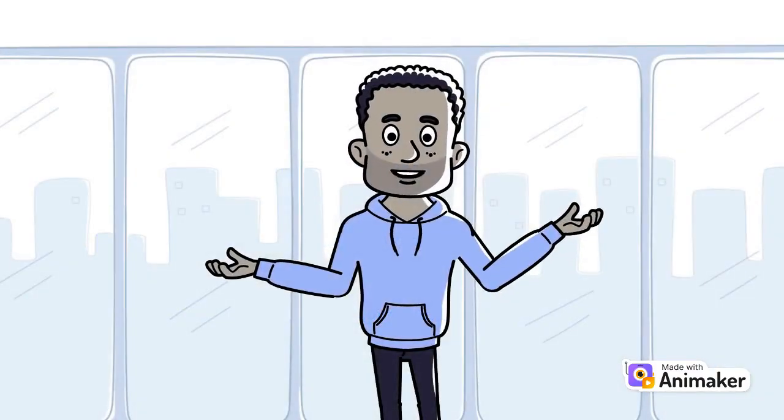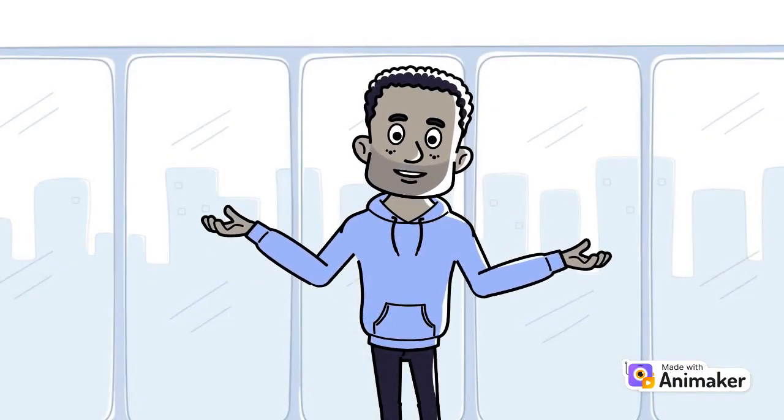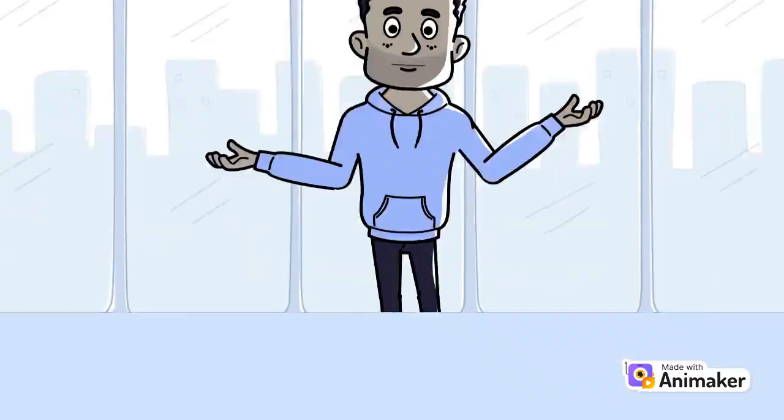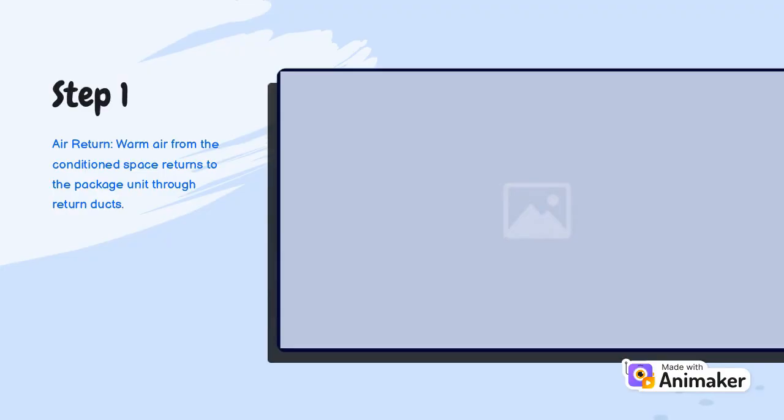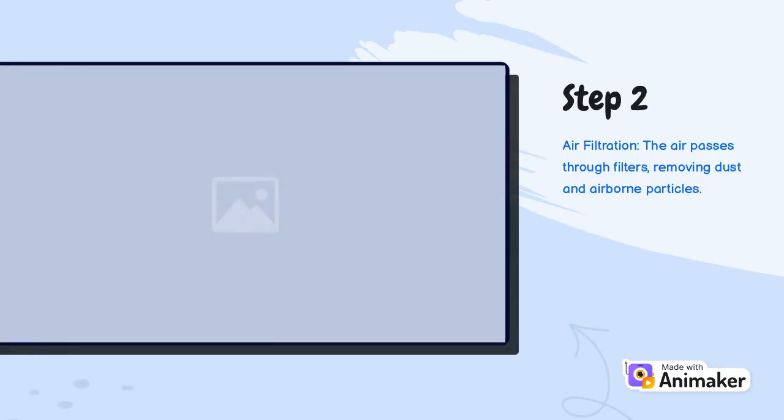Let's dive into the steps involved in a package unit's operation. Step 1. Air return. Warm air from the conditioned space returns to the package unit through return ducts. Step 2. Air filtration. The air passes through filters, removing dust and airborne particles.